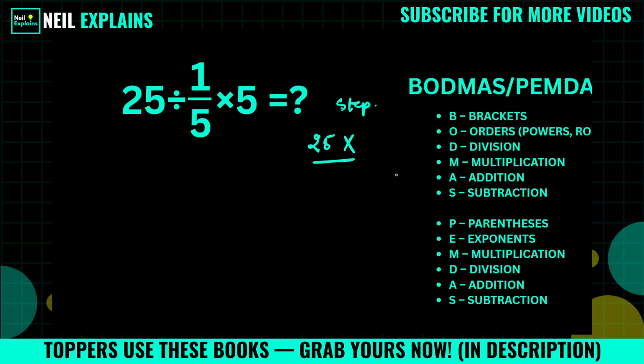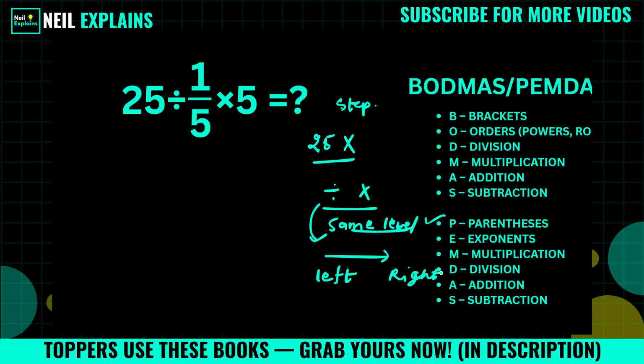We will solve it. According to PEMDAS, if we consider divide and multiplication at the same level, then in this mathematical operation we will operate from left to right. So here in this question we will operate from left to right. The first operation will be 25 divided by 1 by 5.